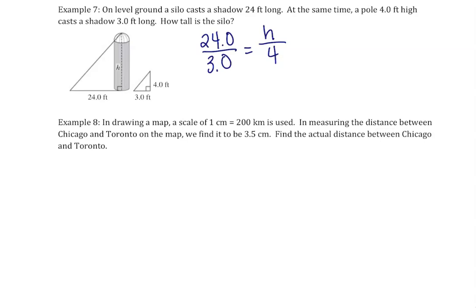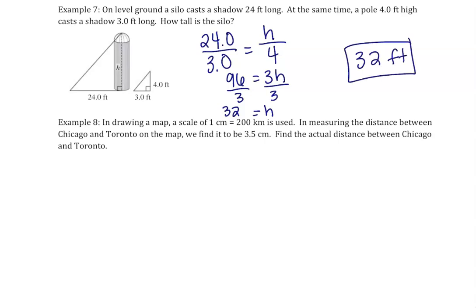So we need to cross multiply. 24 times 4 is 96 equals 3H. We divide by 3, and H needs to be 32. So that tells us the height of this silo is 32 feet. So similar triangles can be very useful when you're trying to find an unknown height.